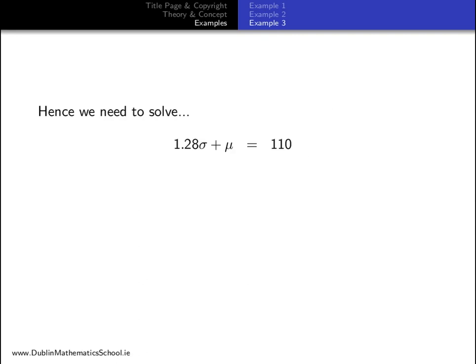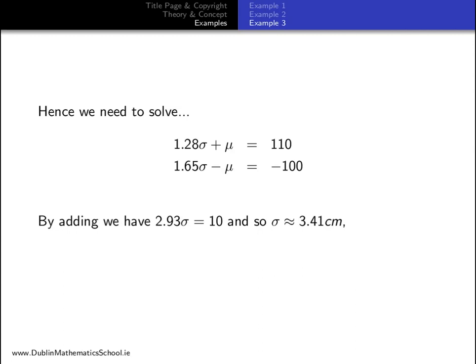Hence we need to solve the following system. 1.28 sigma plus mu equals 110, and 1.65 sigma minus mu equals minus 100. Add these equations together, and we have 2.93 sigma equals 10. And so sigma is approximately 3.41 centimeters. Sub this back in, and we get mu is approximately 105.63 centimeters.